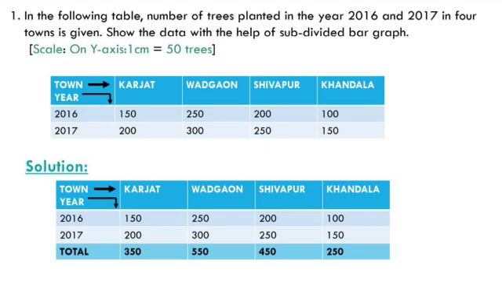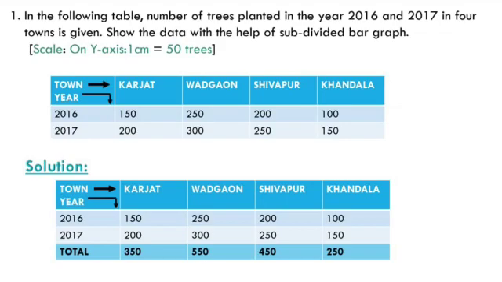In 2016, the trees planted in Karjat was 150. In 2017, it was 200. In Vadgaon, the trees planted in 2016 was 250 and in 2017 300. In Shivapur town, in 2016, the trees planted were 200 and in 2017 was 250. And in Khandala, the trees planted in the year 2016 was 100 and in 2017 was 150.